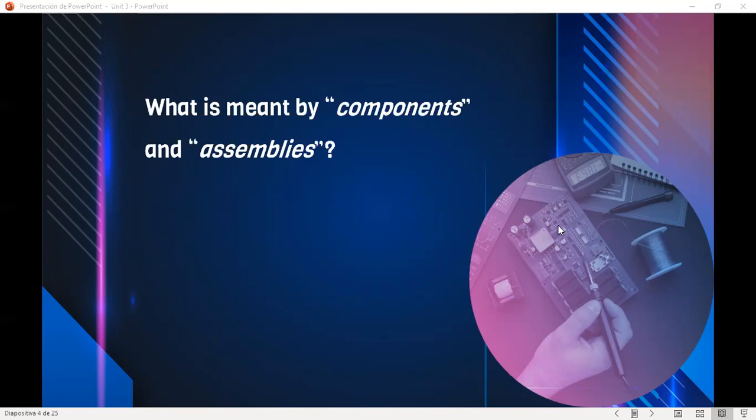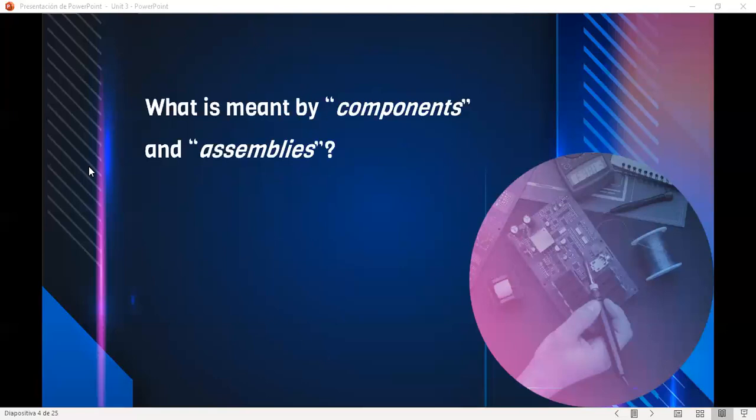Okay, that was a great point of view, thank you. Josue, what about you? What is a component and an assembly for you, seen from your specific work area? Josue? Sorry, I was on mute.